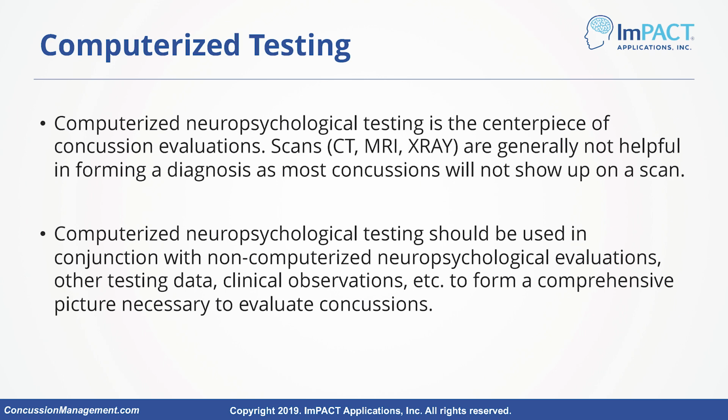Scans such as x-rays, MRIs, and CT scans are generally not very helpful in informing a concussion diagnosis. That's because in almost every case the scans will show up as normal, even though the person may be concussed, because concussion produces a neurochemical change in the brain versus a large structural change. Computerized neuropsych testing, as I said, should be used in combination with other types of observational data, patient report, etc., to form a complete picture of the patient.